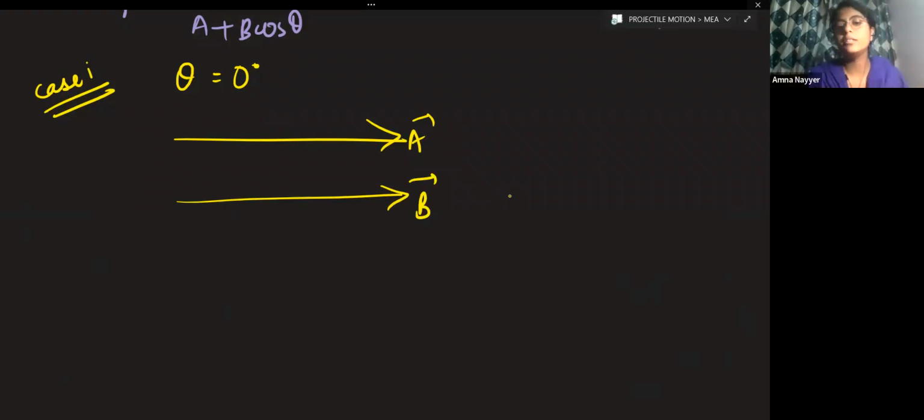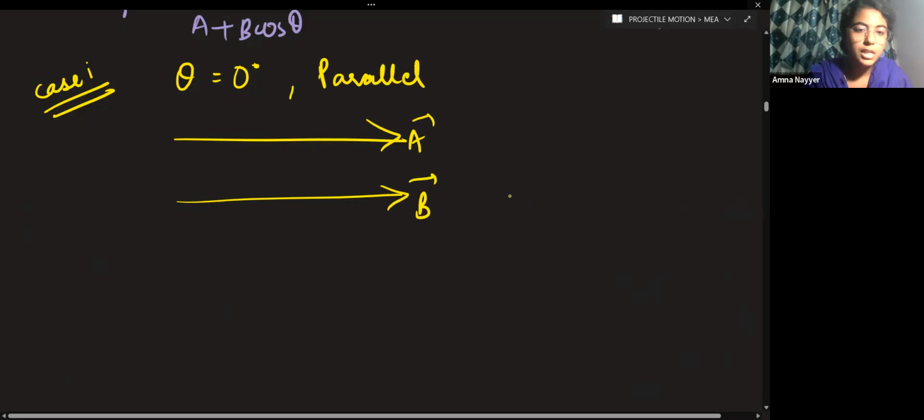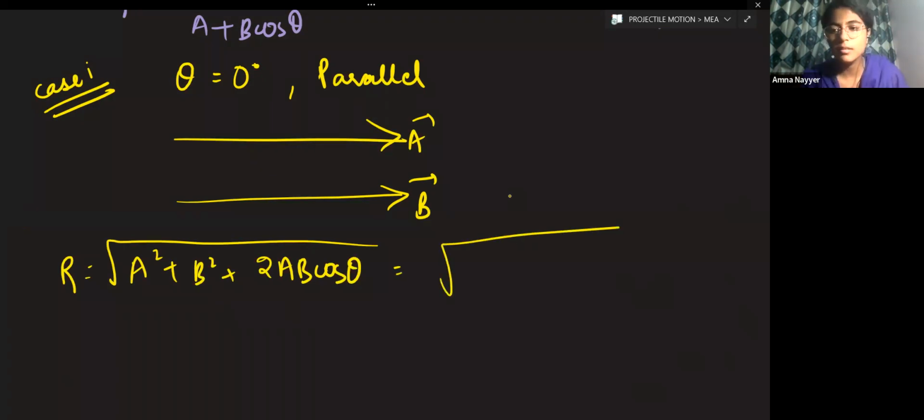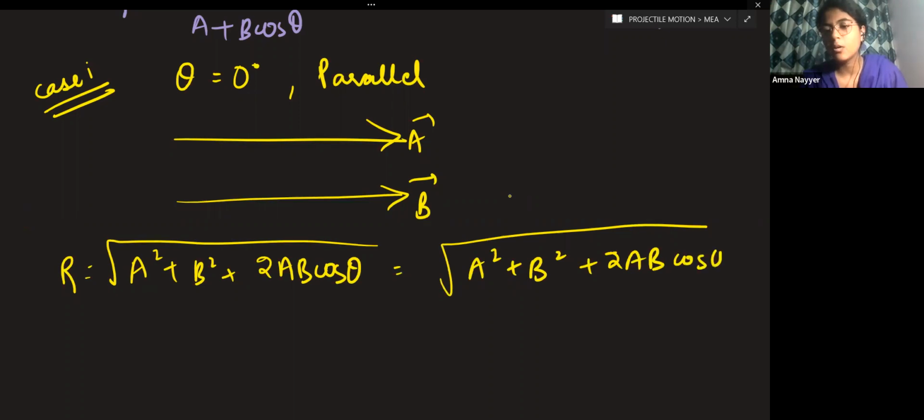The angle between these two vectors is 0 degree, because they are parallel vectors. Now put 0 degree in the main formula that you have. So the resultant becomes what? A square plus B square plus 2AB cos theta. This is the main formula. Instead of theta, just put 0 degree. So this becomes R equals under root A square plus B square plus 2AB cos 0 degree.